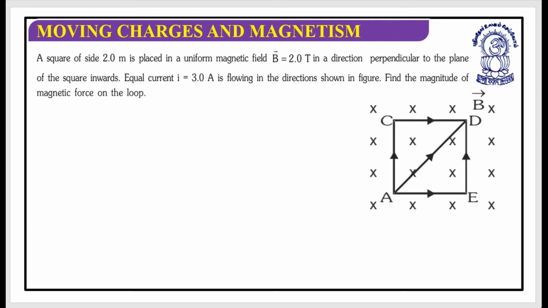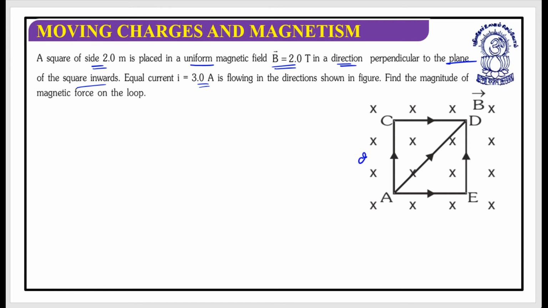Let's have a look. It says that a square of side 2 meter is placed in a uniform magnetic field B of 2 Tesla in a direction perpendicular to the plane of the square and inwards. A current I equal to 3 ampere is flowing in the direction shown in the figure. Find the magnitude of the magnetic force on the loop.